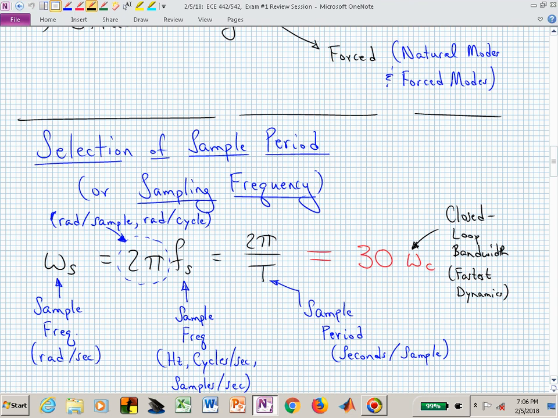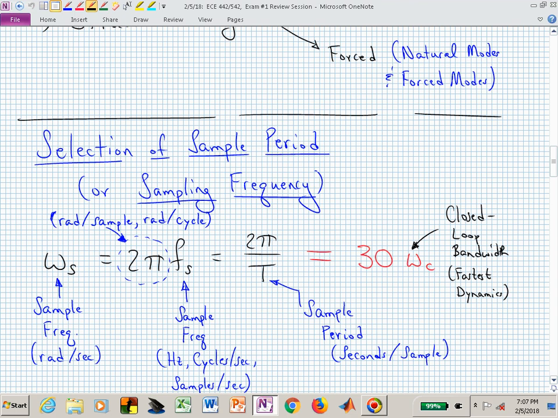You should be able to find the sampling frequency or the sample period given a system, where that system now might have a particular highest frequency, or what I've been calling a closed loop bandwidth, which doesn't necessarily make sense until we start talking about closed loop or feedback, but it's really the fastest dynamics in your system. You sample 30 times that.